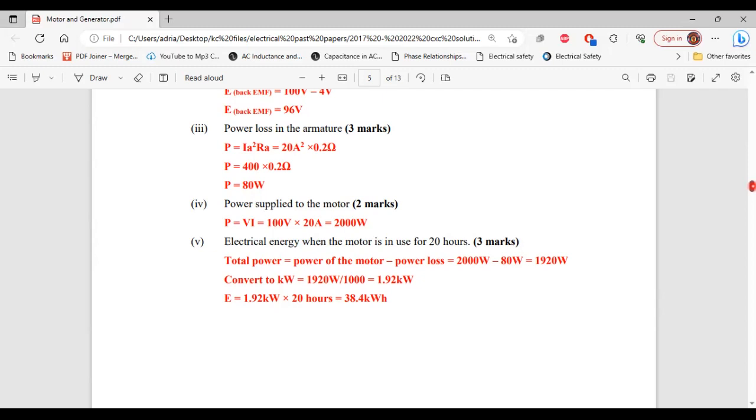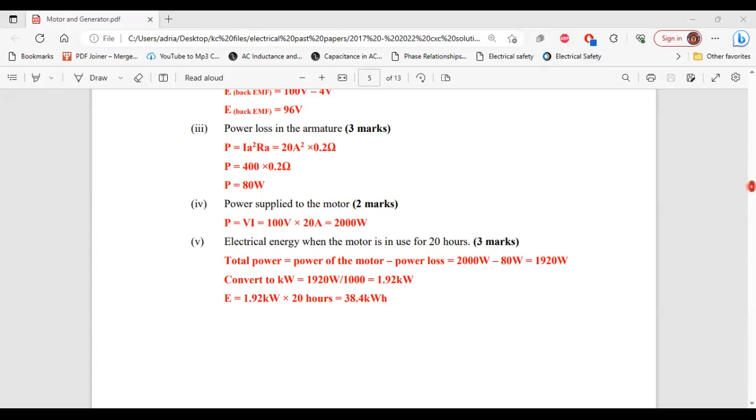So to calculate the energy now, that is the total power multiplied by the number of hours, and that is 1.92 kilowatt multiplied by 20, and that will give us 38.4 kilowatt hour. All right, so that's the total amount of energy that is used by the motor for 20 hours. All right, so that's it for part 5, and that's it for this question.